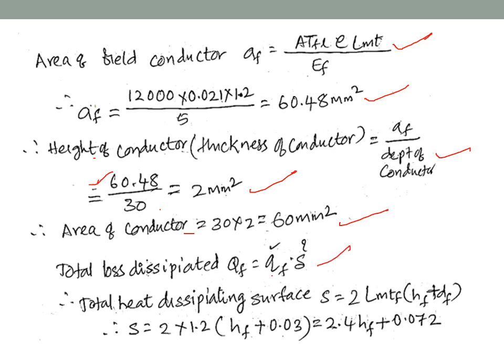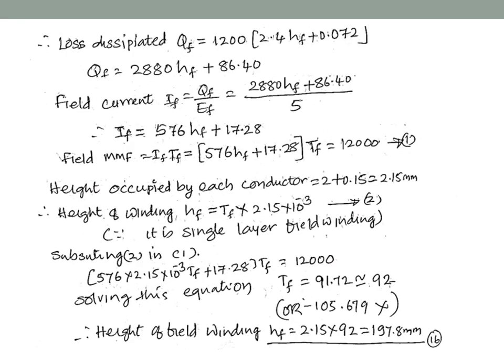So heat dissipating surface area is found out using this equation. Using this equation, S is equal to this. S comes out to be this. Now loss dissipated QF is equal to 1200 into S. So QF is equal to this. Field current IF is equal to watts divided by loss divided by EF. So this comes out to be this.